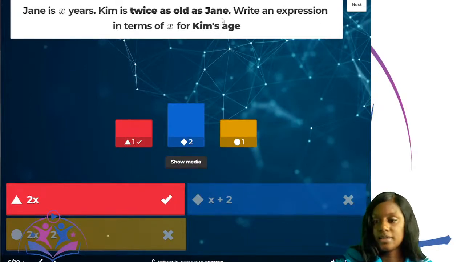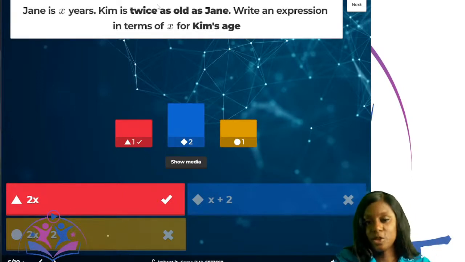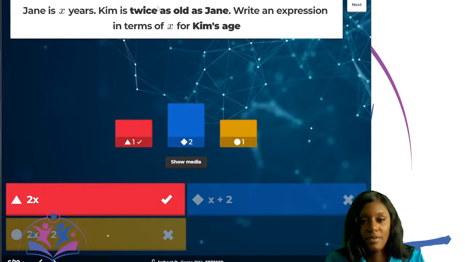Okay, so it says that I did not say that Kim is 2 years older than Jane. I said that Kim is twice as old as Jane. So if, for example, Jane is 10 years old and I told you, hey, I have a daughter and her name is Jane, and she's 10 years old. Her friend Kim is twice her age. How old would her friend be?